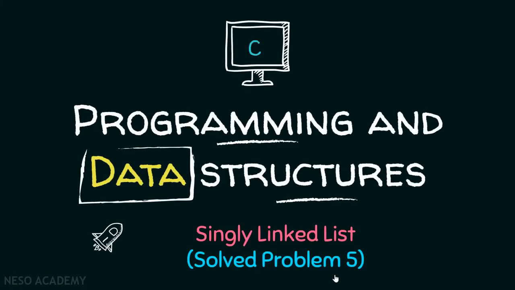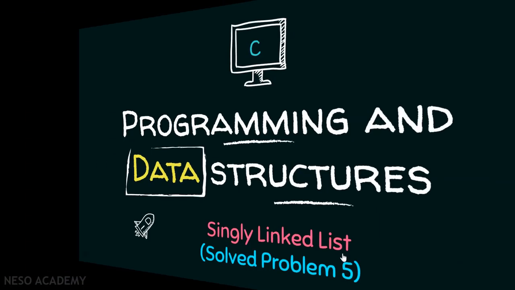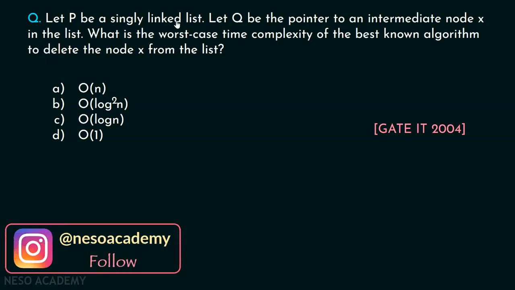Let's discuss solve problem 5 on singly linked list. Let P be a singly linked list. Let Q be the pointer to an intermediate node X in the list. What is the worst case time complexity of the best known algorithm to delete the node X from the list? These are the options available in front of you, and this question has been asked in GATE IT 2004.